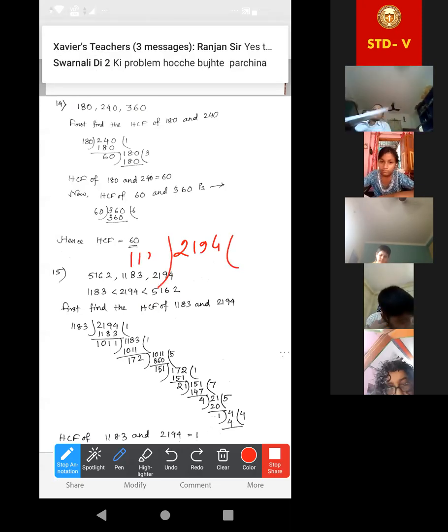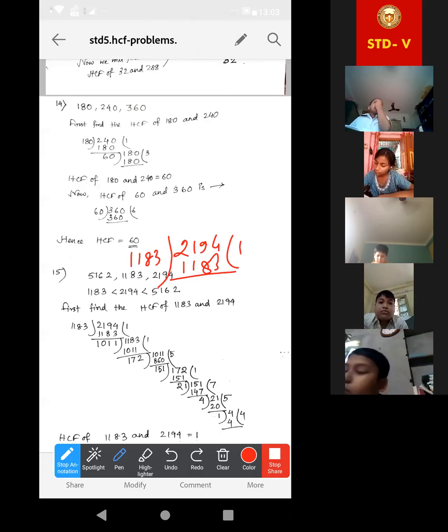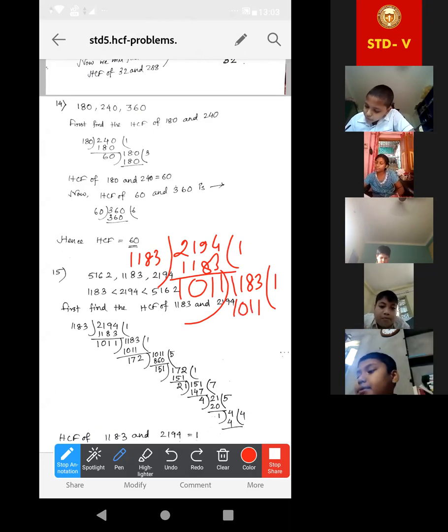By 1183, by 1 only it will go. 1183. Then the subtraction, it will be 1. Now by this remainder, we have to divide 1183. Again, by which will it go? It will be divisible by 1, na? So it will be 1011. Now what will be the remainder?